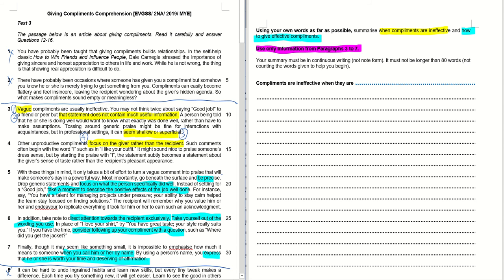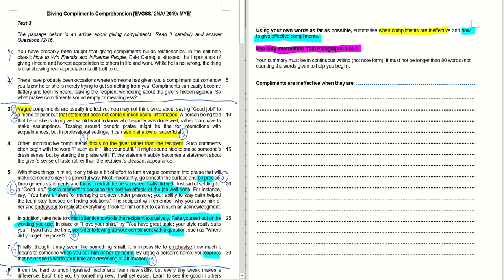Okay, this is my 5th point, be precise and focus on the person's behavior well. 6. Take a moment to describe the positive effects of the job well done. 7. Direct attention. Okay, take yourself out of the wording you use. I think it's actually part of 7. It's not really an exclusive point on its own. 8. Question. 9. Call someone by their name. And finally, 10. Express that somebody is worth their time.